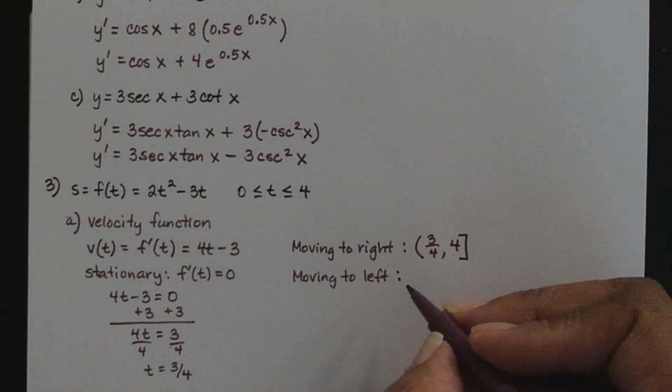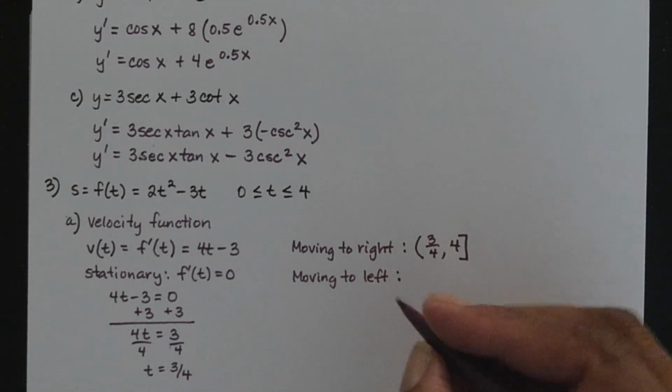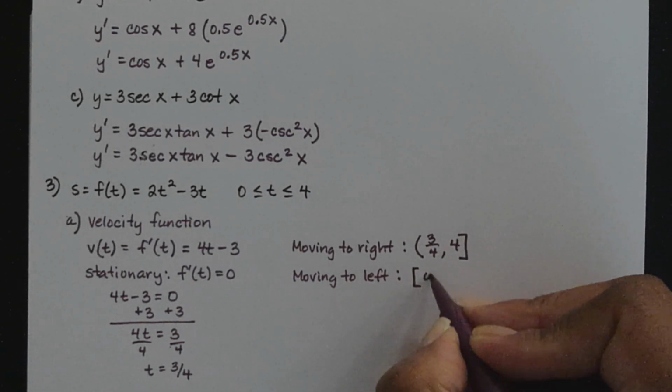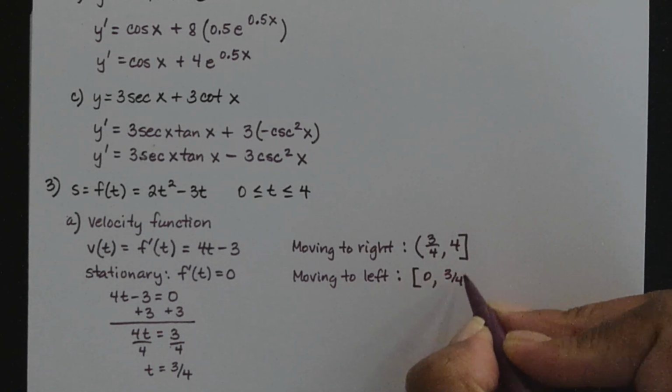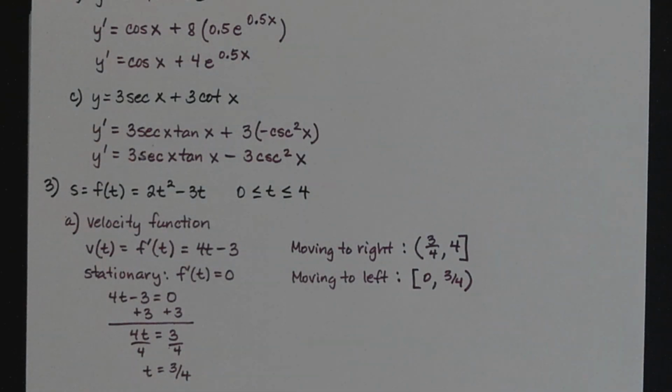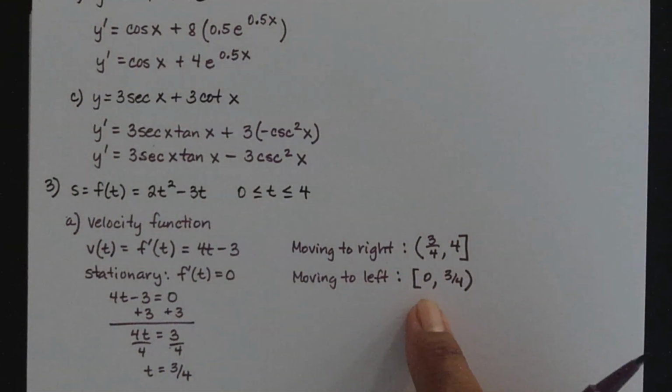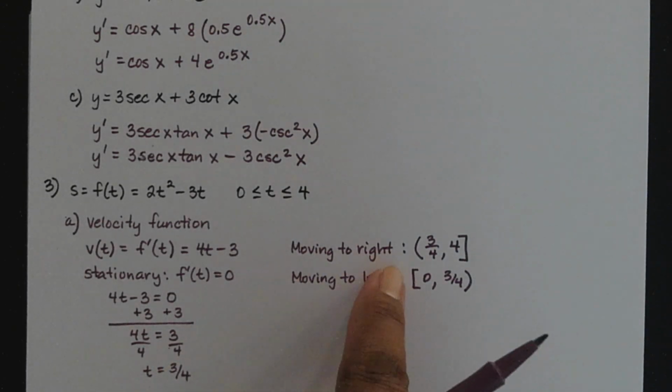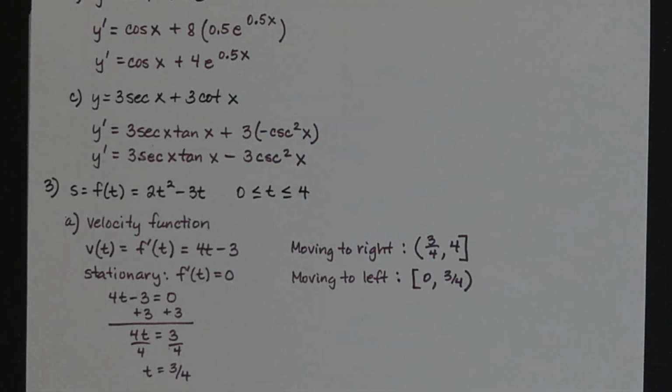And then anything moving to the left will have to be something between 0 and 3/4. So from 0 up to 3/4. Notice I'm using parentheses around the 3/4 because at 3/4, that's when the object is stationary, so I can't include that. When it's moving, you put brackets, because at these endpoints 0 and 4, you can put brackets. But where it's stationary at 3/4, I have to use parentheses. Any other questions on part A?